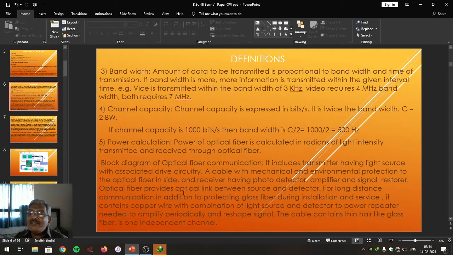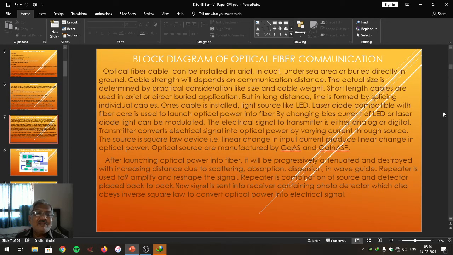The cable contains thin hair-like glass fibers, and one hair-like glass fiber is one independent channel. All these we are going to study with the block diagram. We can say optical fiber can be located anywhere. It may be hanging in the air, it may be in a duct, it may be under the sea, it may be buried directly in the ground.